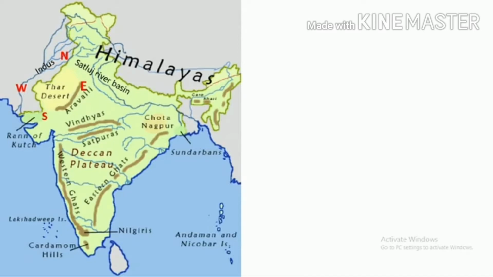Towards the southeast, it is bounded by the Aravalli Range. A range is a continuous line of mountains. The brown line here denotes the presence of a mountain range called the Aravalli Range. As we move towards the south, the desert is bordered by the Rann of Kutch. And to the west of this desert, we have the Indus River basin, which is in Pakistan.